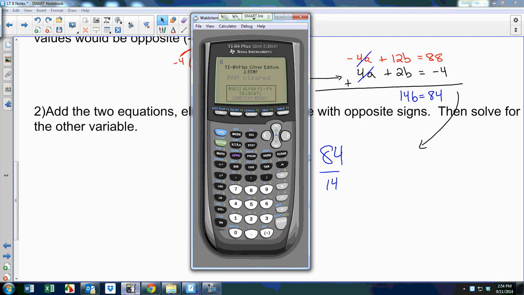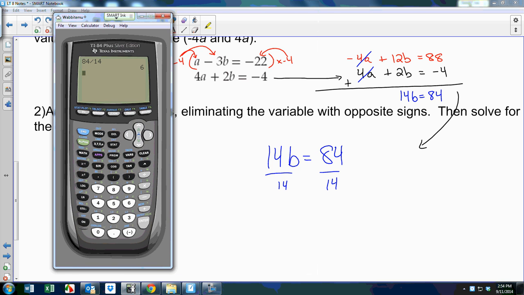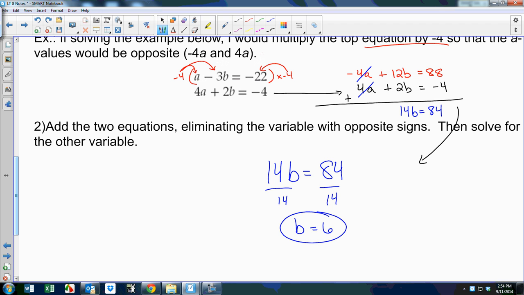So got our fancy calculator here. We can pull up 84 divided by 14. I should be able to do that in my head because it's 6. The answer, b value, 6. All right, so our step 2 is done. We've added the two equations and solved for the variable that was left.